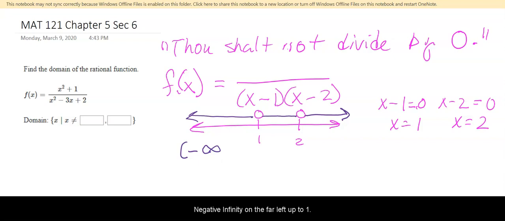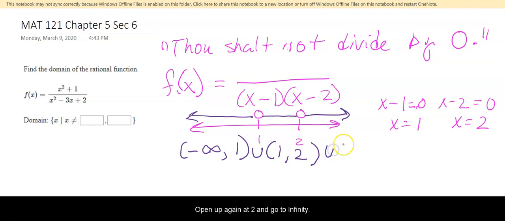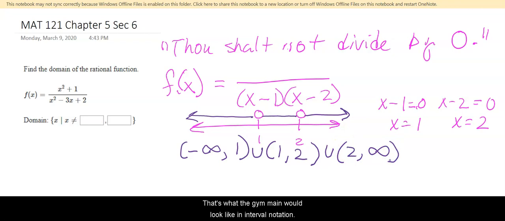Negative infinity on the far left, up to 1. To leave 1 out, I have to do half of an open circle with a round parentheses. Picking up again with the other half of the open circle at 1, then I continue to 2 to get the numbers between 1 and 2. Half of the open circle at 2 with the round parentheses, then open up again at 2 and go to infinity. That's what the domain would look like in interval notation.